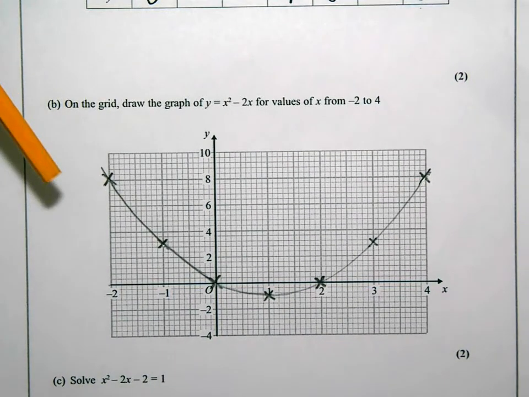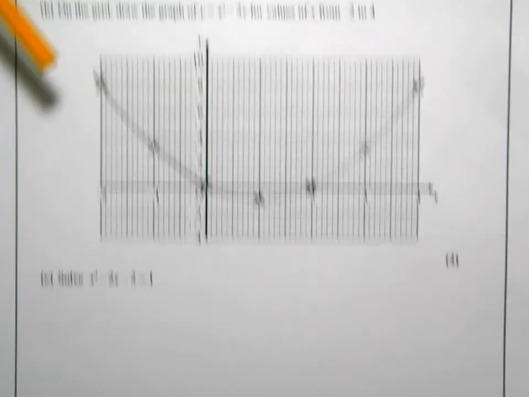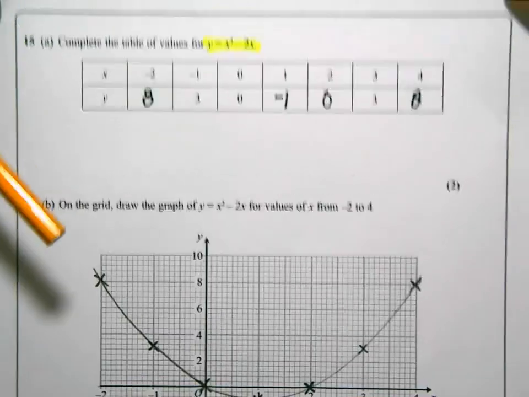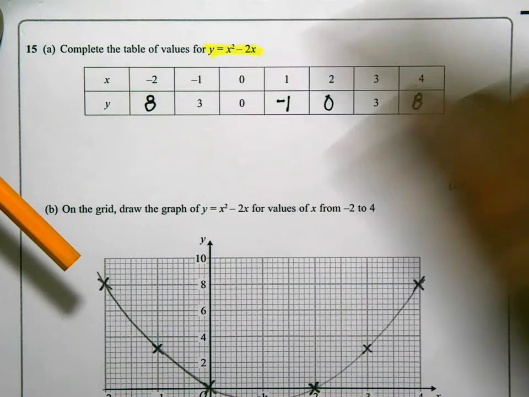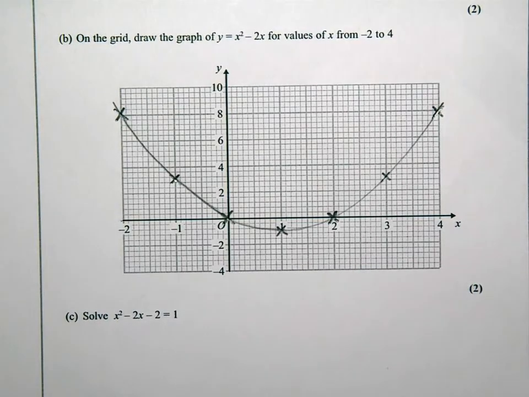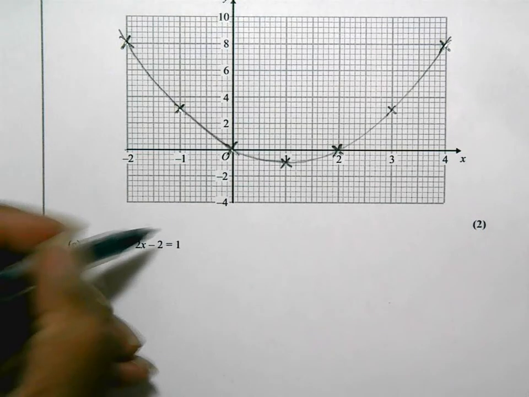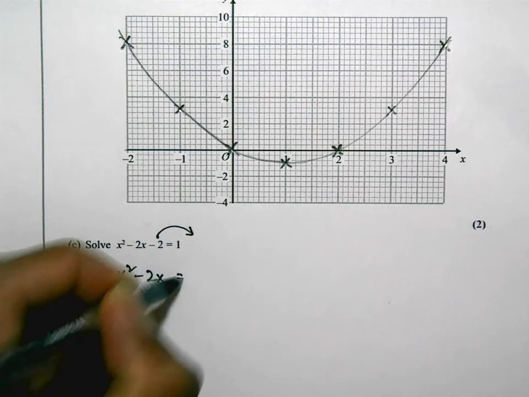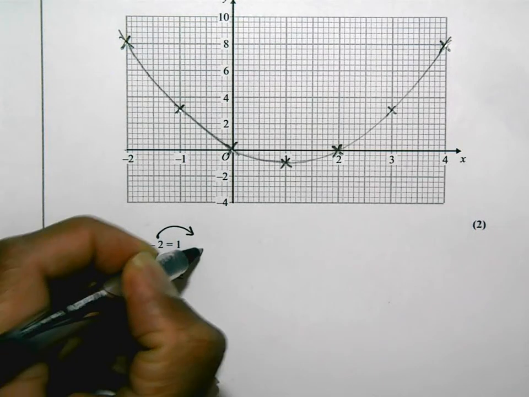The last part of the question says solve x squared minus 2x minus 2 equals 1. Now, if we look at the equation that we've just drawn, we drew the equation of x squared minus 2x. So if I go to part C, if I take that minus 2 across there, I'll get x squared minus 2x is equal to, if I take that across, I'll be plusing 2, because that's a minus 2, so that would be 3.